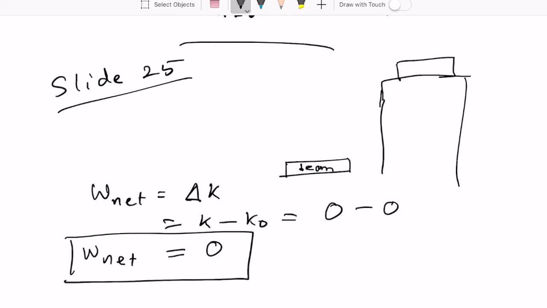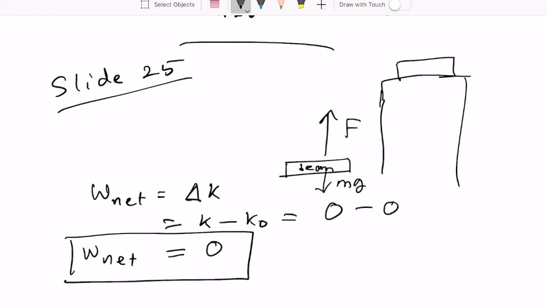Now, you might be a bit surprised, like, how can the net work be 0? Isn't something happening here, like the beam has been raised? Well, let's think about why the net work is 0. So there are two forces acting on the beam. One is the force of the crane, which is in the upward direction, and the other is the force of gravity, which is in the downward direction.